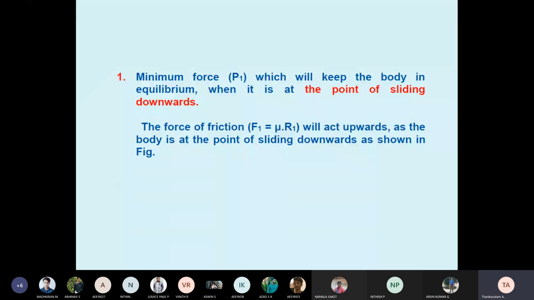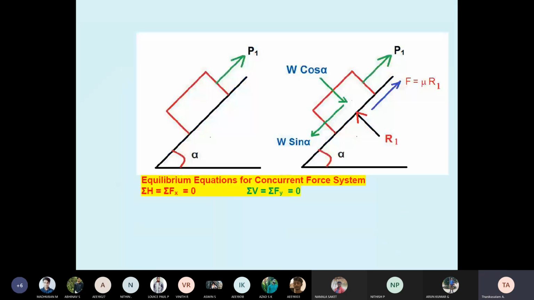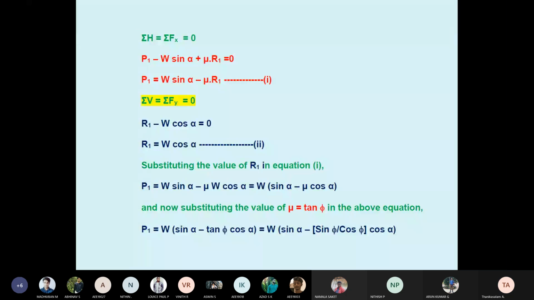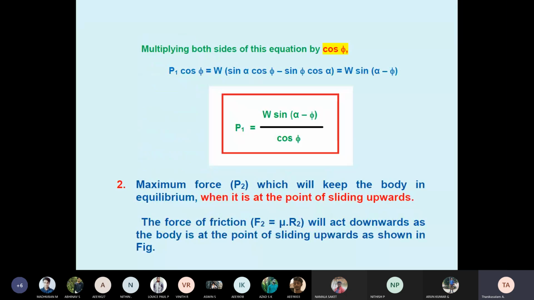Okay, so this is the free body diagram. I applied horizontal force equal to 0 and vertical force equal to 0. Then you form the equation. The final answer is P1 equal to W sin(alpha minus phi) divided by cos phi. What is phi? Angular friction. Students, phi equal to angular friction. What is the angular friction formula? Tan phi equal to mu. Remember, students, tan phi equal to mu.